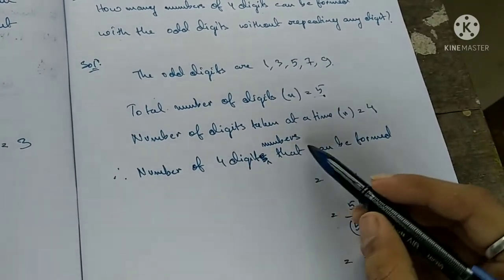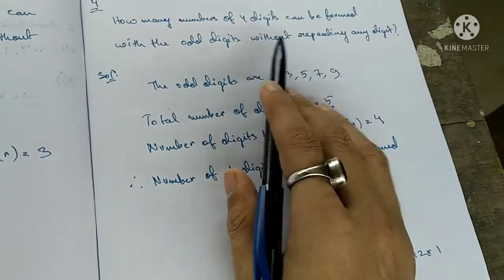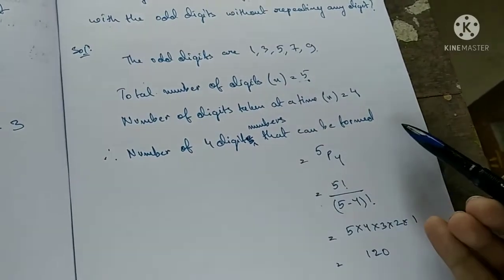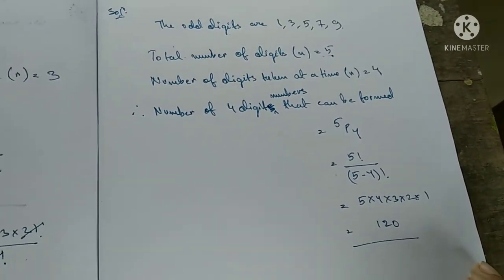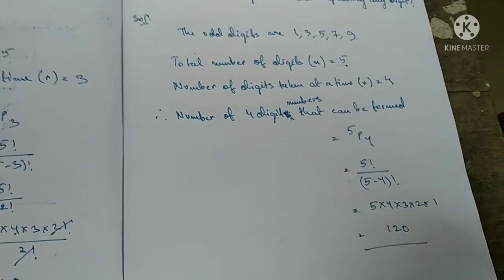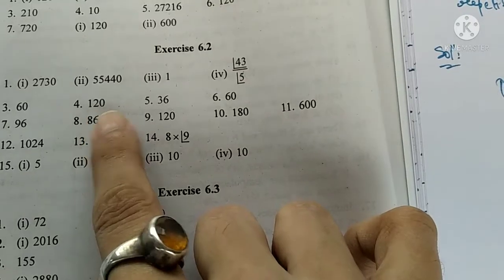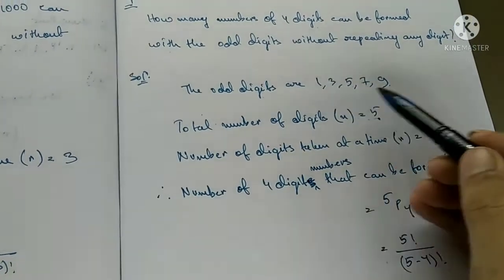So the number of 4-digit numbers that can be formed with the odd digits without repeating any digit is equal to this one answer. Let me check the back answer. You see exercise 6.2 question number 4, this is 120 there. Understand? Finished? That much only.